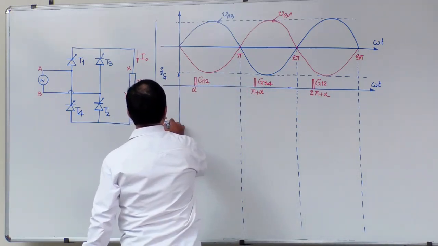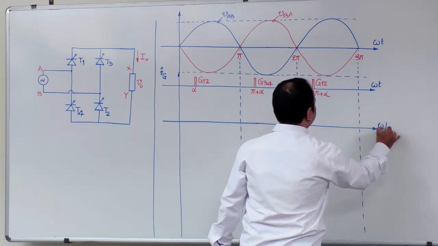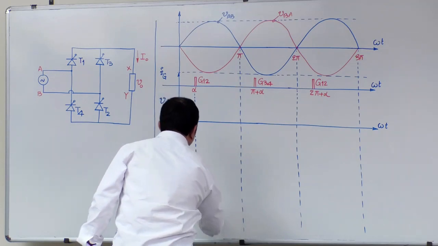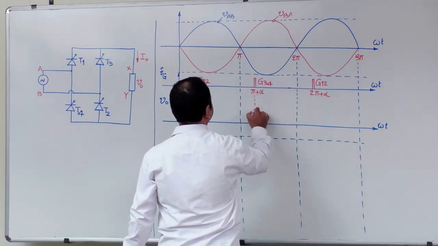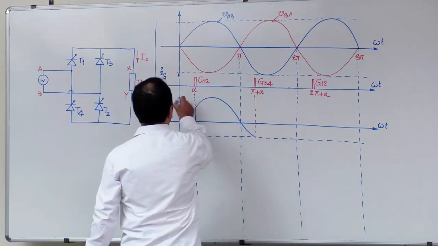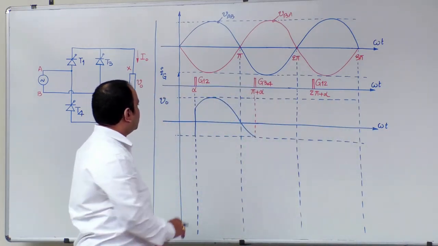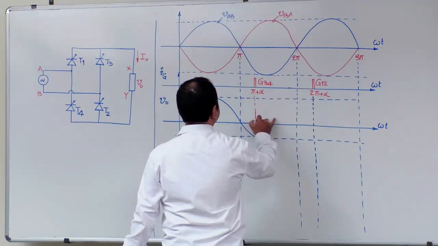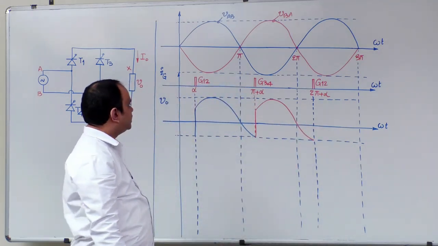So with this, what was the output voltage waveform we discussed earlier? That was from alpha to pi plus alpha. As the T1, T2 pair is in conduction, the output voltage V0 will be the same as VAB, that is the source voltage. Follow carefully, one of the important discussions. From pi plus alpha to 2 pi plus alpha, as the T3, T4 pair is in conduction, the output voltage will be VAB, that is the red color sinusoidal.